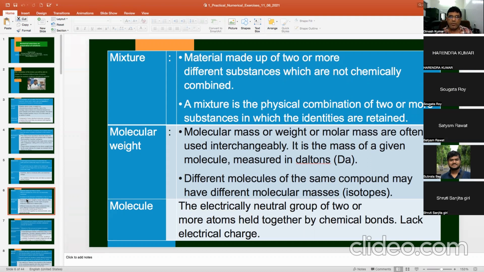Molecular weight, molecular mass or weight, or molar mass. In short, molar is short for molecular. Molecular mass and molar mass are often used interchangeably. It is the mass of a given molecule measured in Daltons, capital Da is the unit. Different molecules of the same compound may have different molecular masses, like isotopes. Molecule, the electrically neutral group of two or more atoms. Two or more atoms can make a molecule held together by chemical bonds and lack electrical charge. They are neutral.